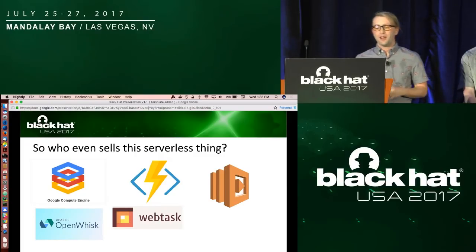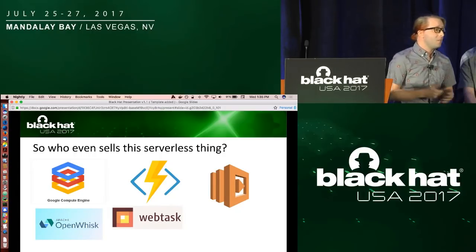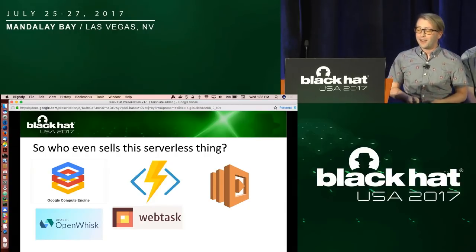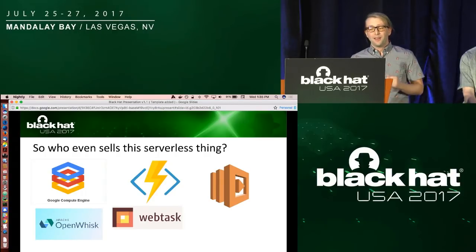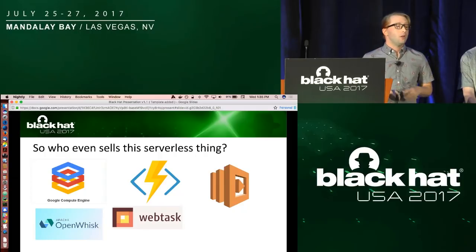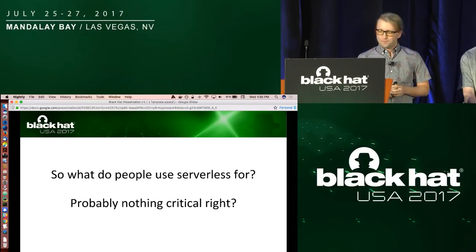Amazon was kind of the first player to bring it to market, but GCP, Microsoft Azure, they have offerings in the space. There's a great open project in IBM Bluemix called OpenWhisk that I have great hope for. And we looked at a little sandbox as well called Auth0 Webtask.